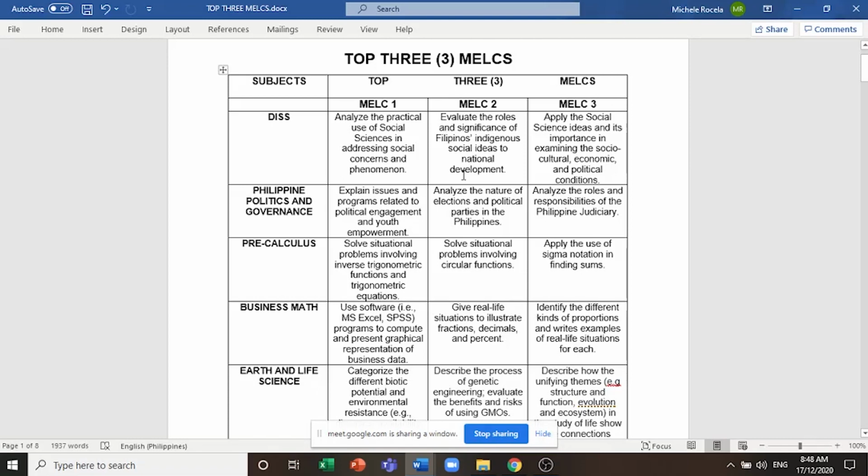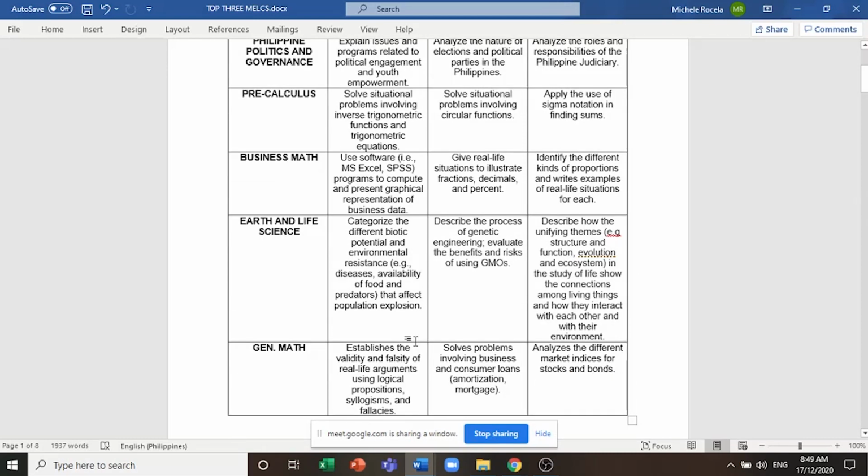For the pre-calculus subject, solve situational problems involving inverse trigonometric functions and trigonometric equations. Solve situational problems involving circular functions, and apply the use of sigma notation in finding sums. For business math, use software like MS Excel or SPSS programs to compute and present graphical representation of business data. Give real-life situations to illustrate fractions, decimals, and percent. And identify the different kinds of proportions and write examples of real-life situations for each.